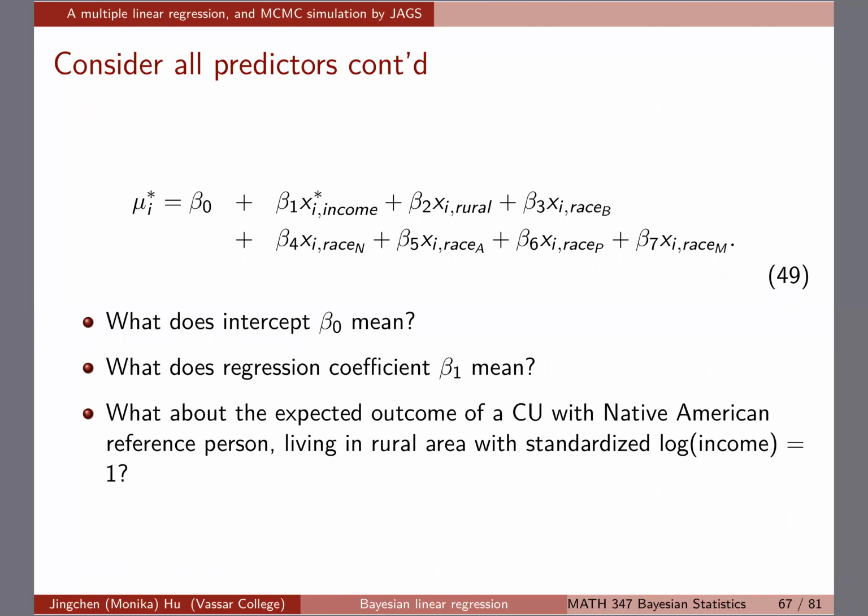Lastly, before I show you the JAGS script and all the details there, what do you think in this complete model? What does the intercept beta 0 mean? What does the regression coefficient beta 1 mean? And what about the expected outcome mu i of a CU with a Native American reference person living in a rural area with standardized block income 1? How can I express my mu i in that case? Use equation 49, which is the key expectation linear function here.